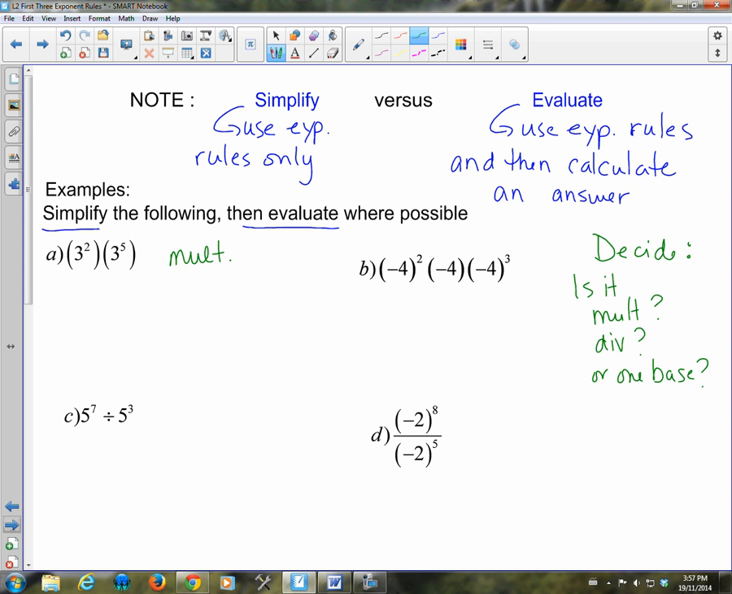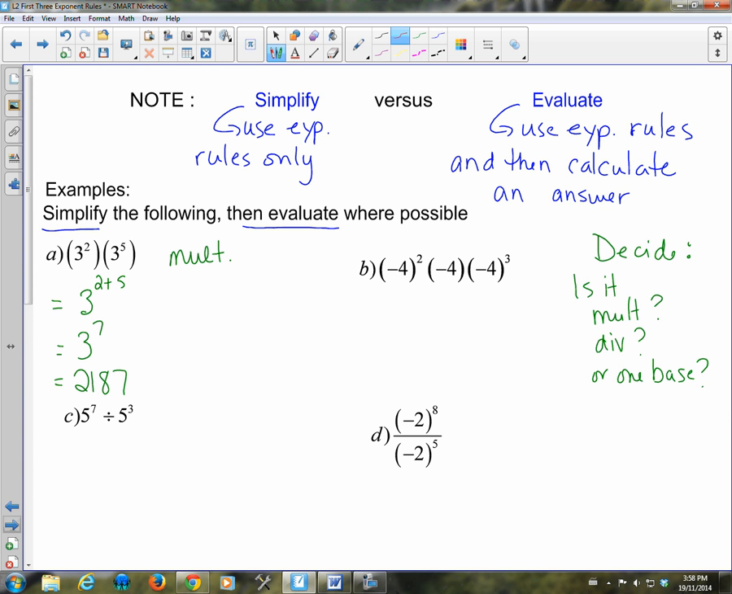Because it's a multiplication question, I'm going to use a multiplication rule. And the multiplication rule says to keep the base, which is 3, and add the exponents, 2 plus 5. So I'd have 3 to the exponent 7. So I just simplified using my exponent rules. Then it says I should evaluate where possible. So 3 to the exponent 7, I will type it in my calculator. 3, use the exponent key, 7, and get 2,187. So I've evaluated. I use my exponent rules, and then I evaluate it.